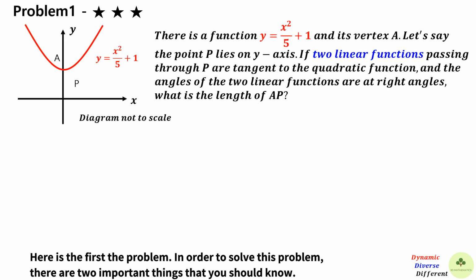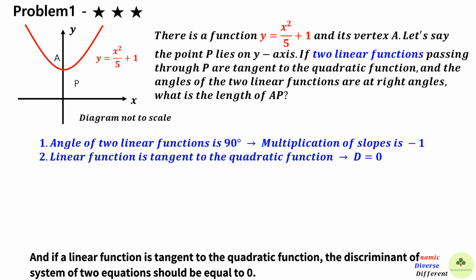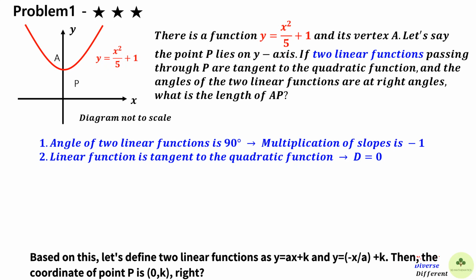Here is the first problem. In order to solve this problem, there are two important things that you should know. First, if the angle of two linear functions is 90 degrees, the multiplication of their slopes must be -1. And if a linear function is tangent to the quadratic function, the discriminant of the system of two equations should be equal to 0. Based on this, let's define two linear functions as y equals ax plus k and y equals minus x over a plus k.